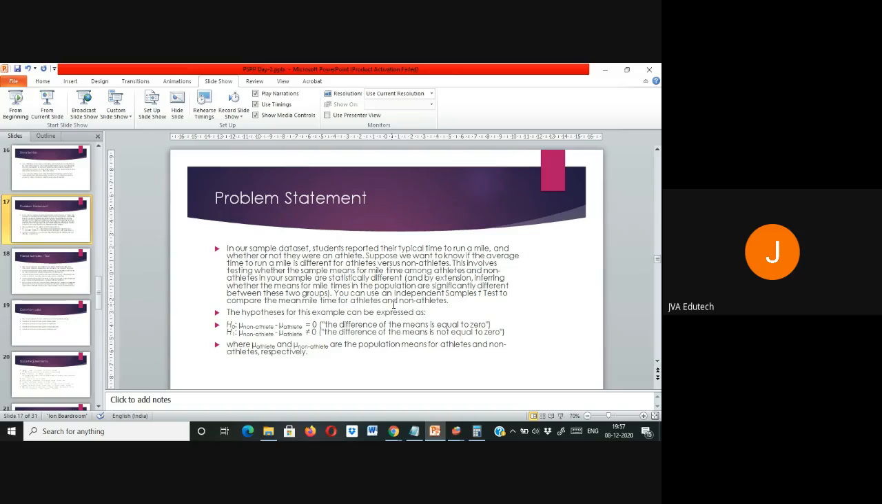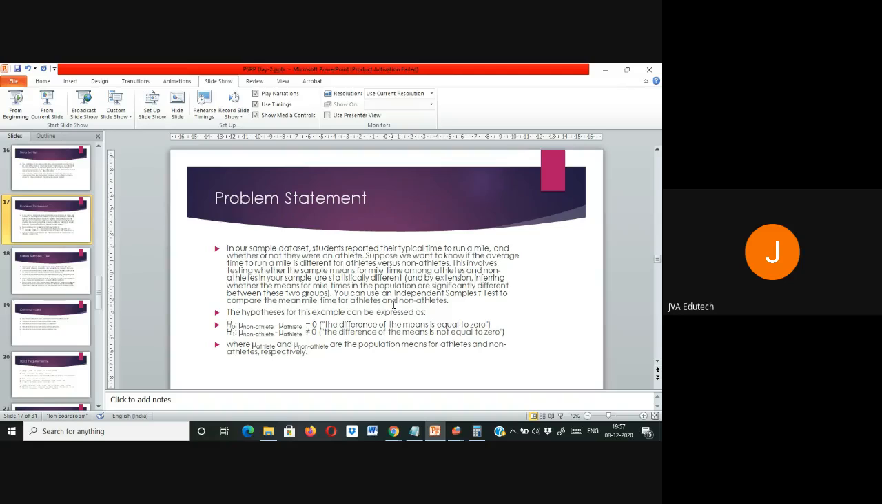So in this case, our hypothesis we can write like this: the null hypothesis is that there exists no difference between the time taken by athletes versus non-athletes to run a mile, and the alternate is that there exists a significant difference between the time taken by athletes versus non-athletes to run a mile distance.